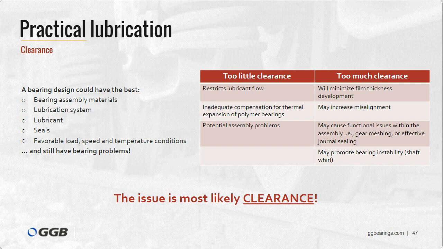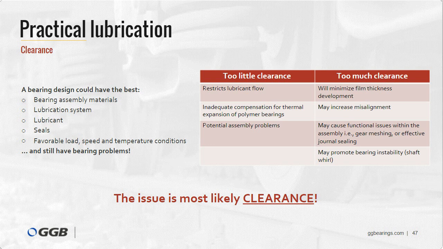If we're using materials with dissimilar thermal expansion rates, too little clearance can cause issues when the temperature changes to the point where the bearing and journal can be in interference, actually. And along those lines, if we have too little clearance, even at room temperature, we may face difficulties with assembly, like trying to pass the shaft through the bearing ID without damaging it.